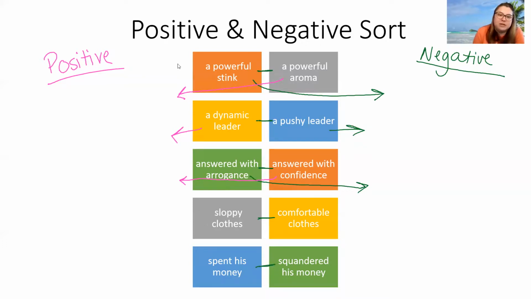How about sloppy clothes versus comfortable clothes? Well, if something is sloppy, it means it's kind of messy and not really put together well. So I think that's probably my negative, especially when I think of comfortable. Comfortable is definitely a good thing. It comes from that word comfort, so it's positive. Lastly, we have spent his money versus squandered his money. Well, everyone has to spend money. So that, to me, I guess, is going to be my positive, especially when I look at its opposite, when I think of squandering money. Squandering money means that you're really wasting that money. So I think that's definitely more of a negative feeling.